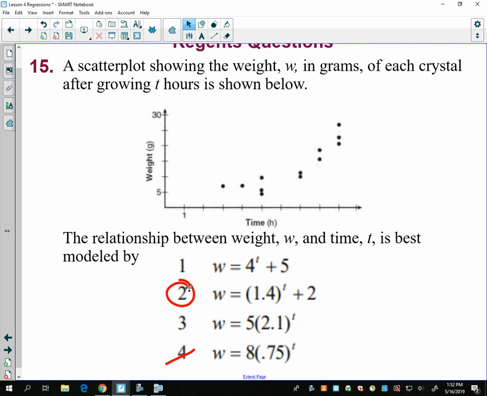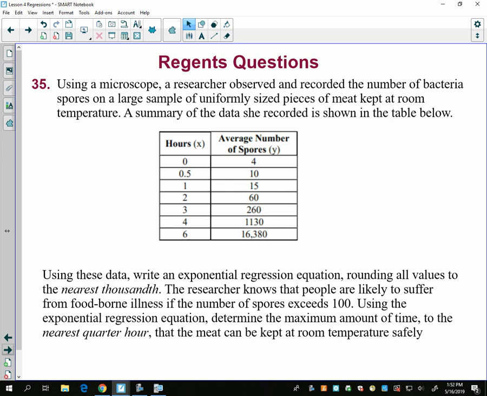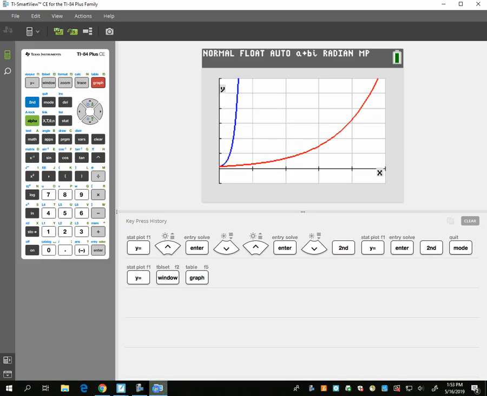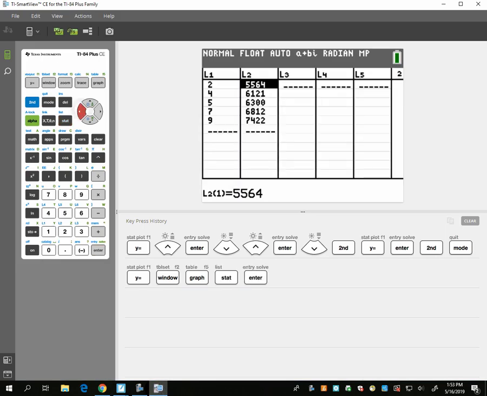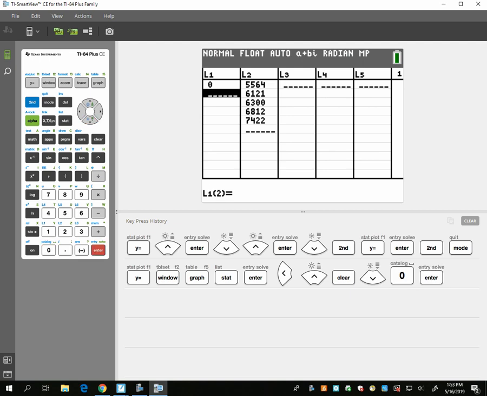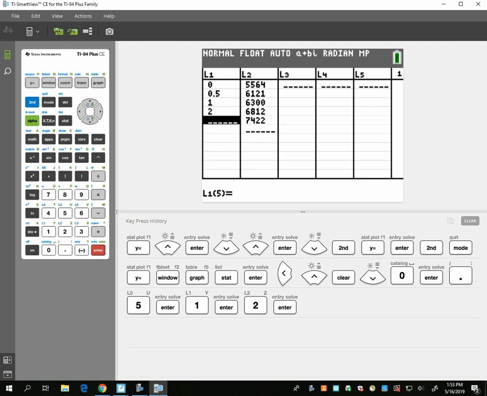All right, so now the next question that we did was question 35. So how do we do this one? Explain it to me. What do we do here, guys? Put all the data into the lists. Yeah, so let's do this one quick. Read me the data quick. For L1: 0, 0.5, 1, 2, 3, 4, 6.